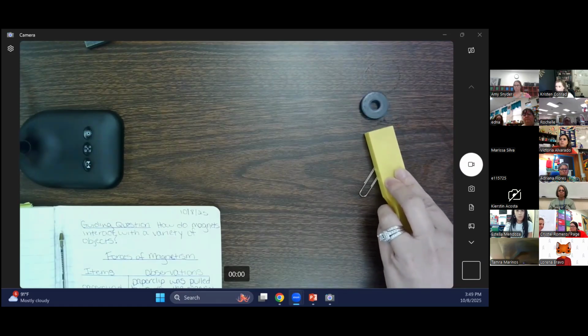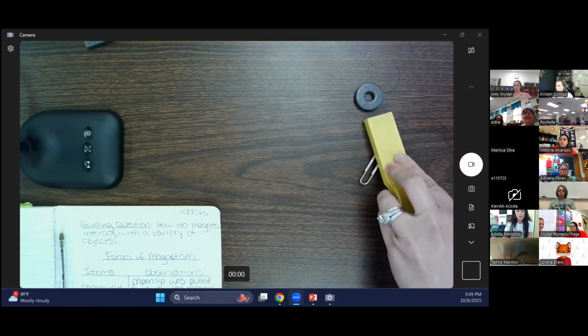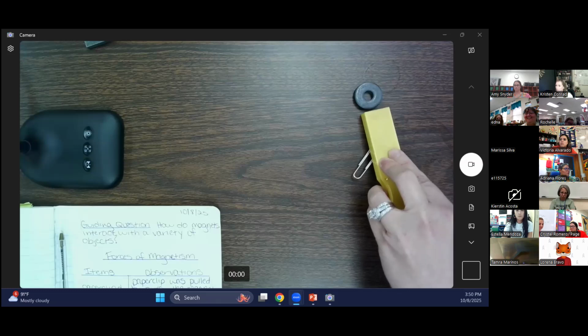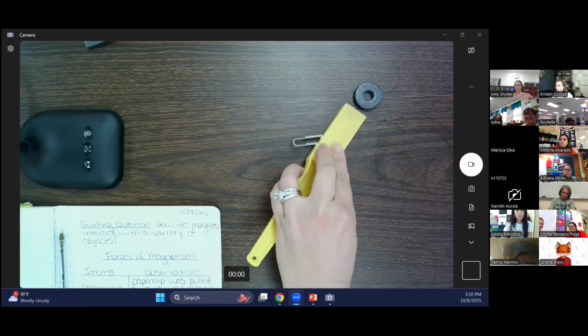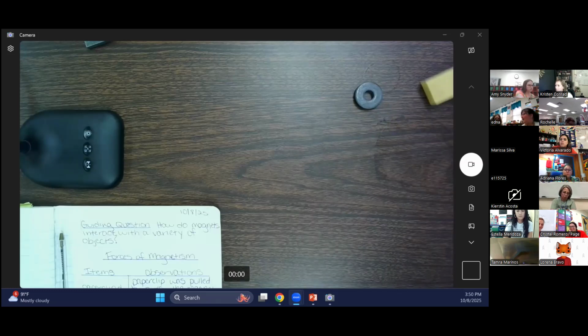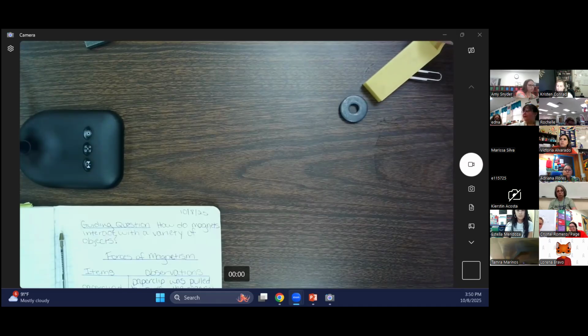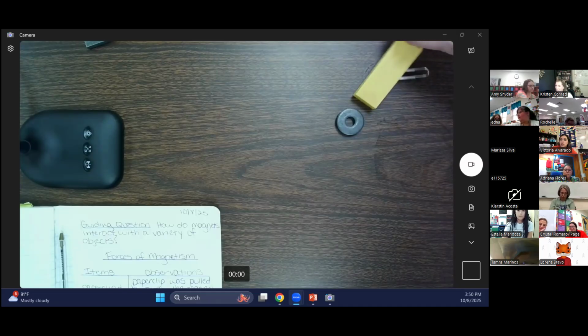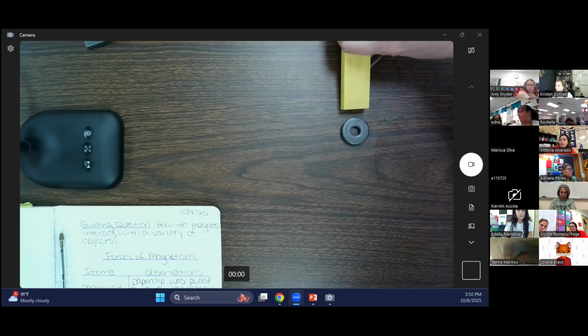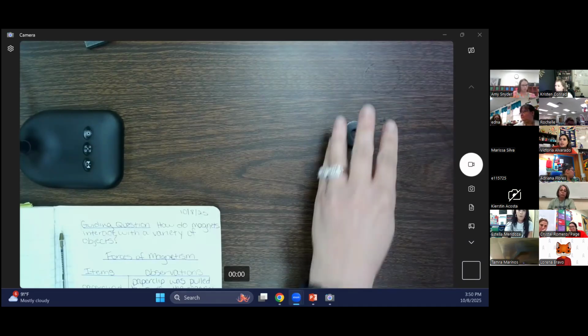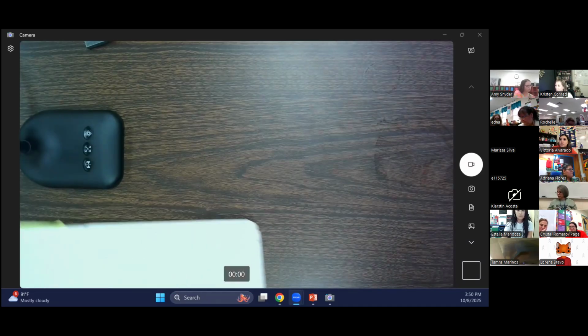Look, our paper clip's coming along for the ride. I can see here that my wand magnet is doing what to my circle magnet? Oh, it's pushing it. All right, so I'm going to record that in my journal.